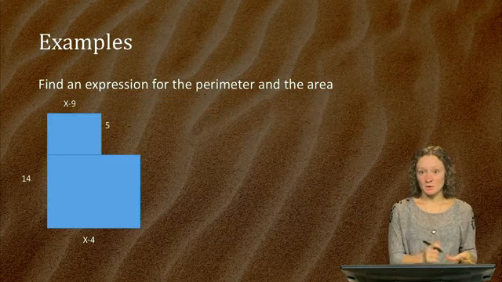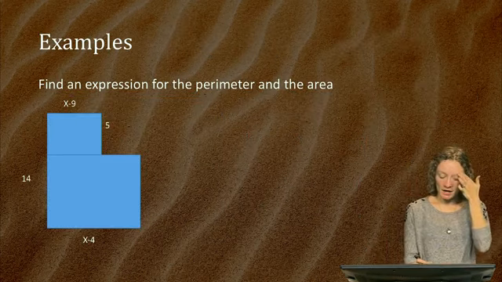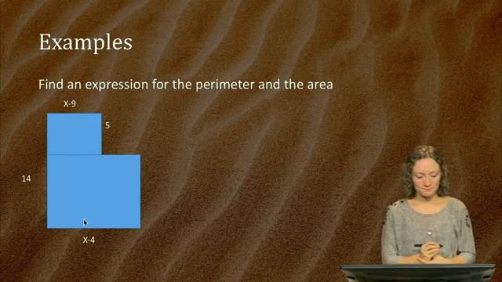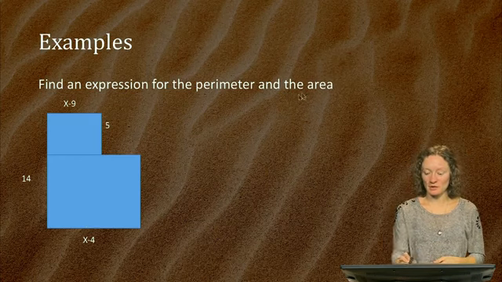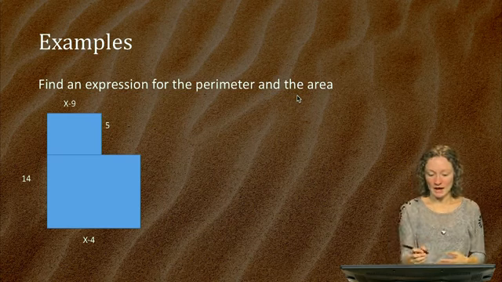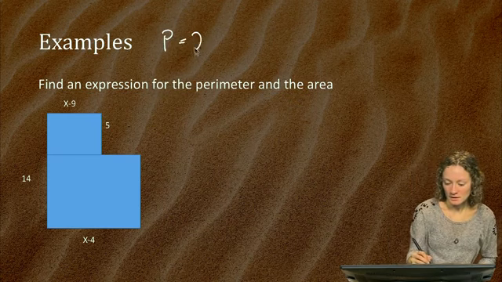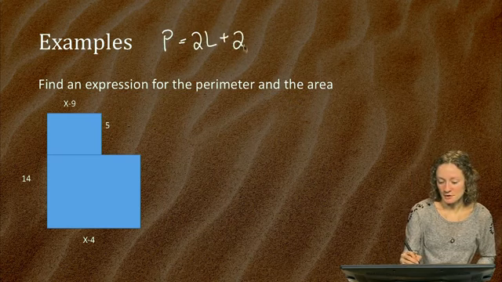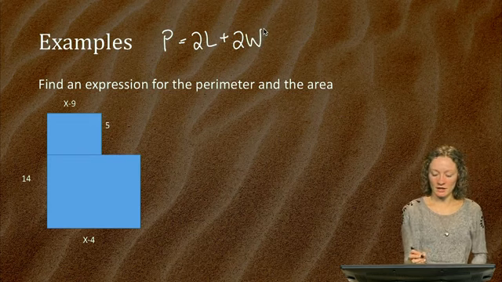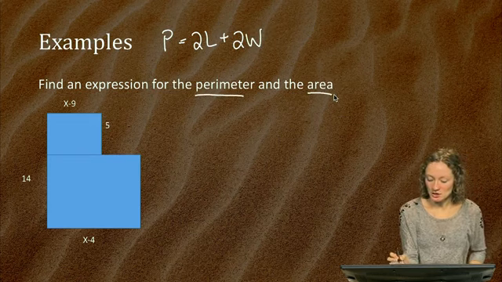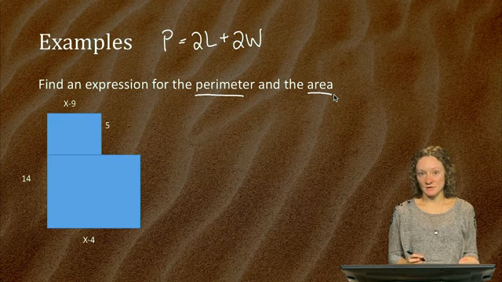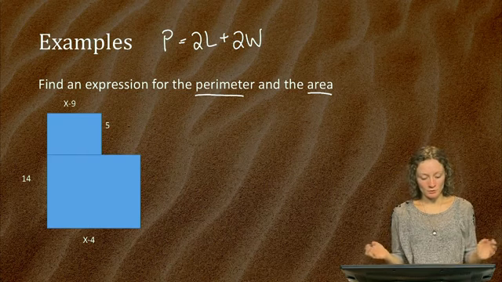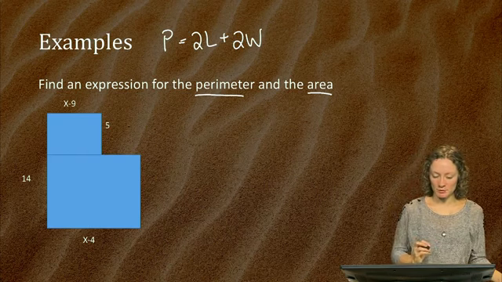Okay, let's do another one similar to the previous one, but this shape looks a little different. So we want an expression for the perimeter and area again. We have perimeter and area formula. Let's start with just perimeter, and then we'll go back to area. Again, two separate questions. It might be the case that you're only asked to find one and not the other, maybe both, who knows? So we're going to find both for this example.